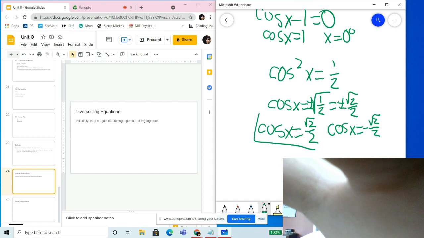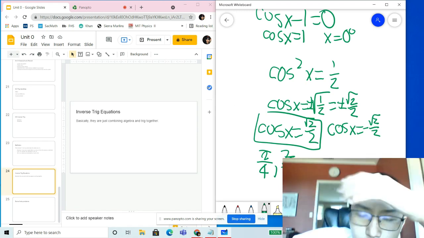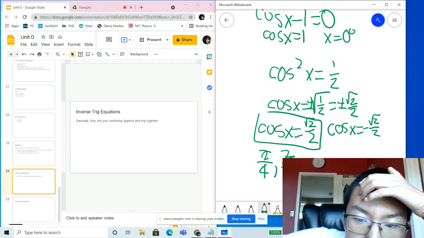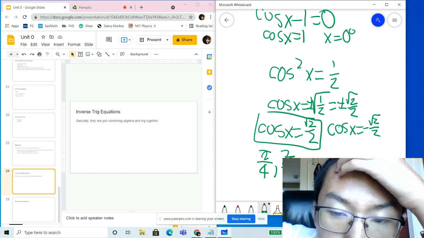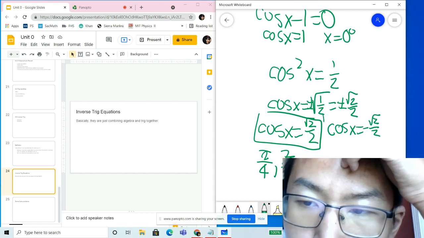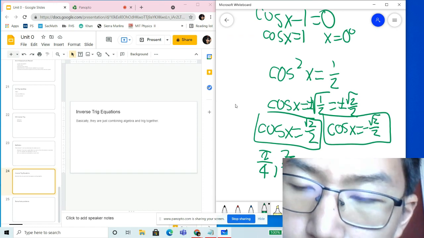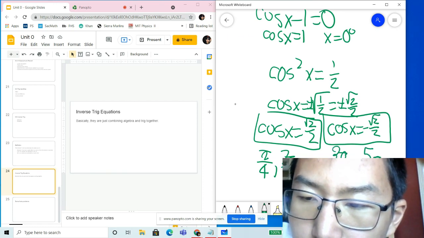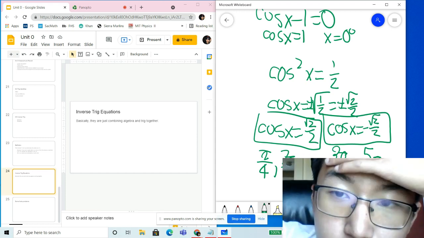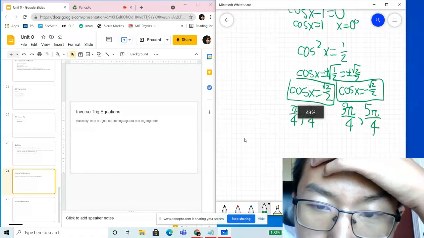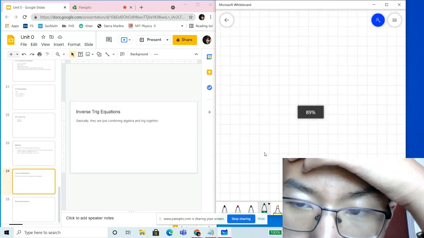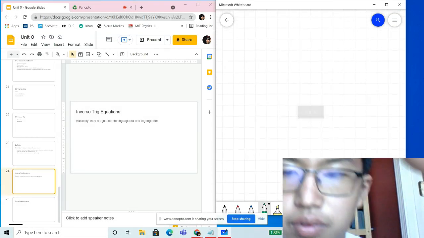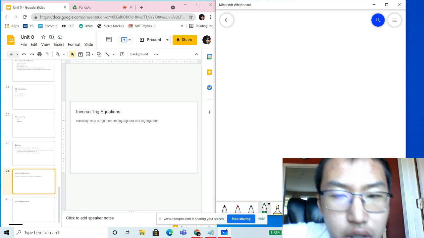The first part is true at pi over 4 and 7 pi over 4. You might be tempted to say negative pi over 4, but negative pi over 4 is not in the domain. When does cosine x equal negative root 2 over 2? 3 pi over 4 and 5 pi over 4. So here are your 4 solutions. Sometimes these equations can have many solutions, so beware of that. Now let's do something a little even harder.